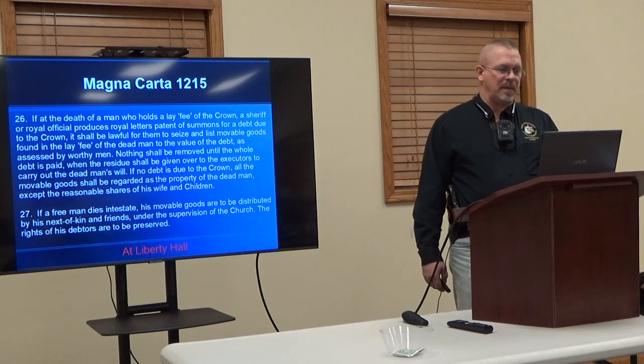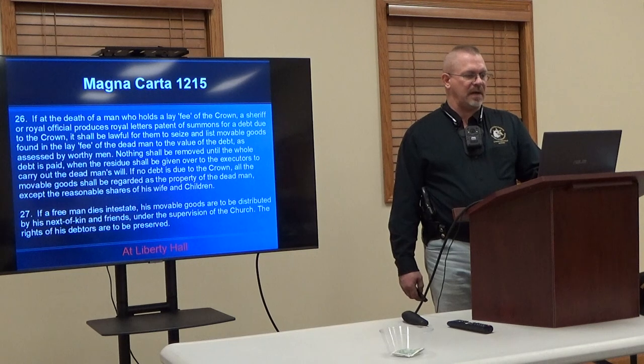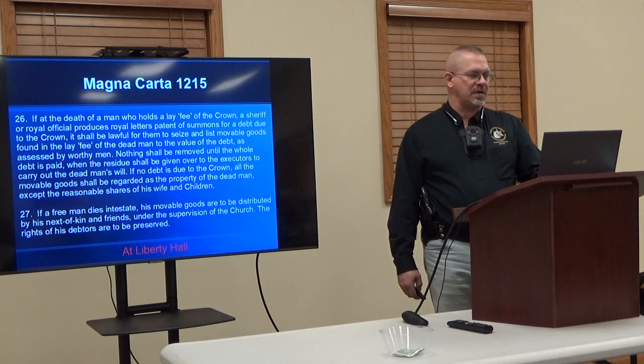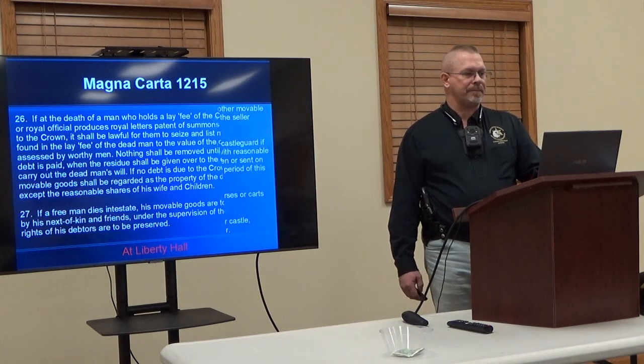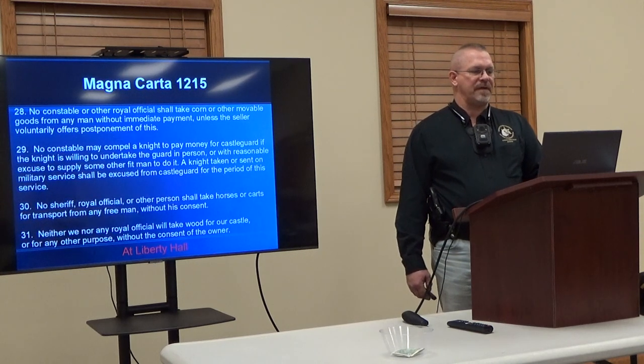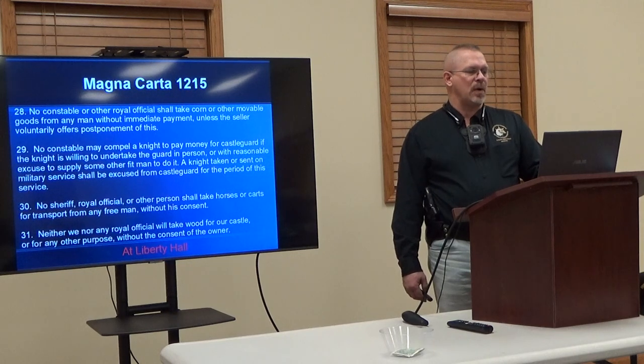27. If a free man dies intestate, his movable goods are to be distributed by his next of kin and friends under the supervision of the church. The rights of his debtors are to be preserved. 28. No constable or other royal official shall take corn or other movable goods from any man without immediate payment, unless the seller voluntarily offers postponement of this.